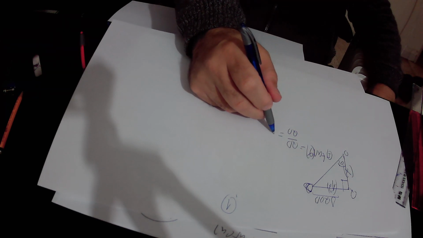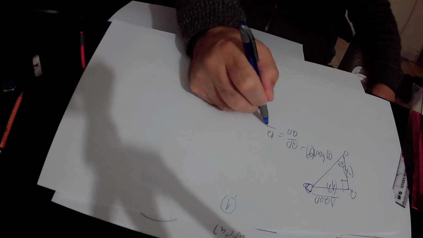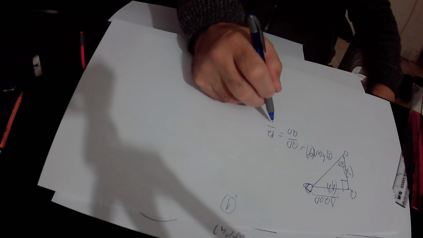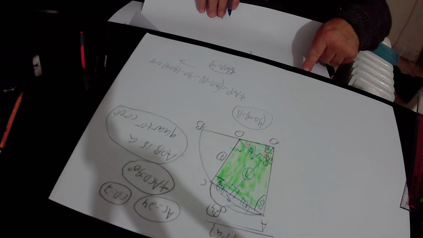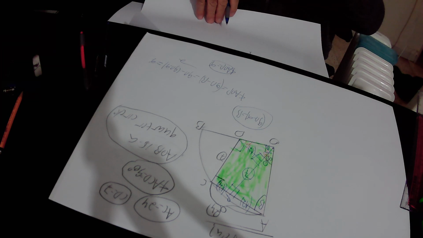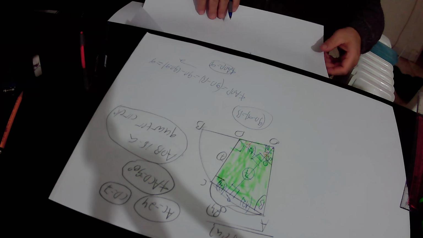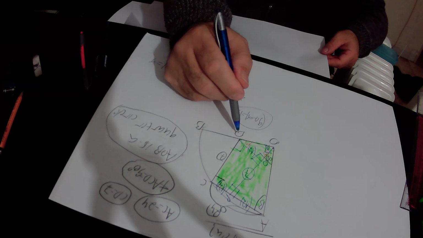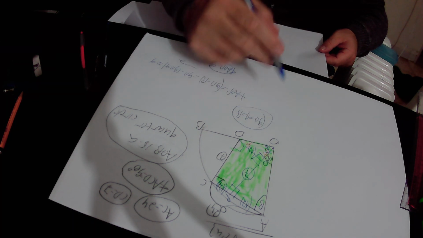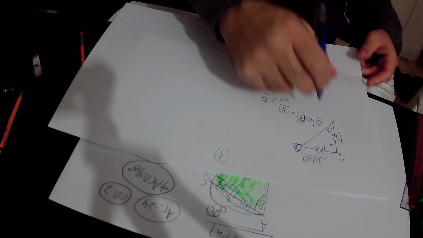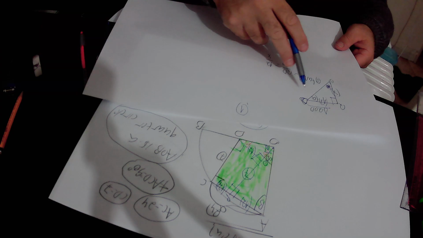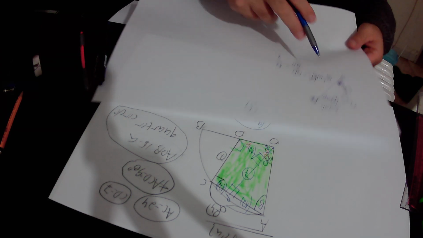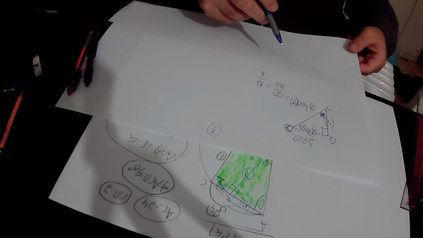QD is 12 and QO is x. Again, angle QDO equals alpha. So this is angle alpha. Again, angle QDO equals alpha. This is angle QDO, and it equals alpha.